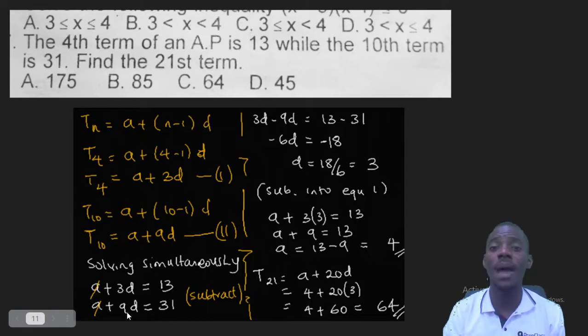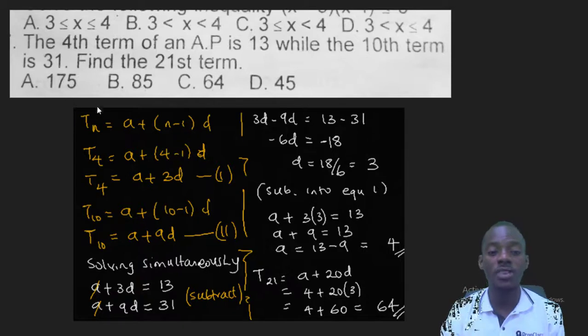Everything is just removing 1 from the number of the term to know what to use to represent the term. And that will become a plus 9d equals 31, because the question says the 10th term is 31. While the fourth term is a plus 3d equals 13. Now you have two equations, then you have to solve them simultaneously to get what your a is and what your d is.